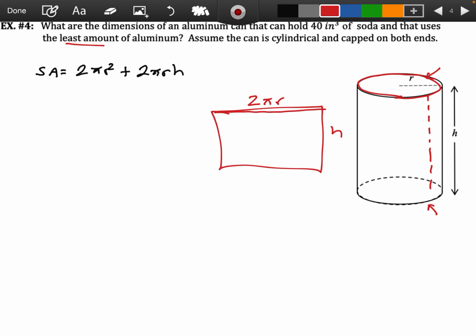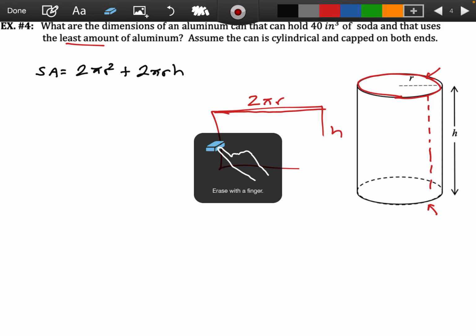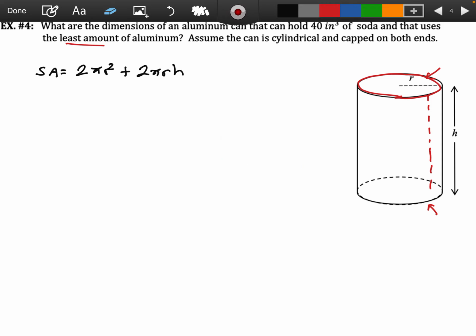So the area of this section is going to be 2 pi r h. Okay, that was just a quick little tutorial on where that's coming from. You could always work it out that way too if you forgot the formula. So what are the dimensions of an aluminum can that has a volume of 40? Well, they're telling us the volume is 40 inches cubed, and they want us to figure this out, right?